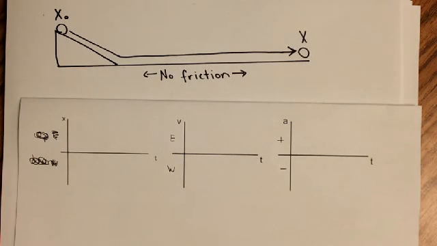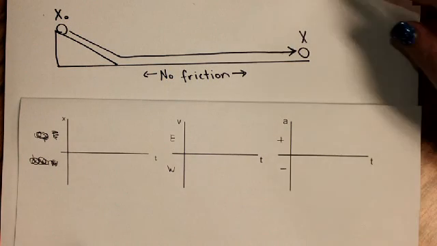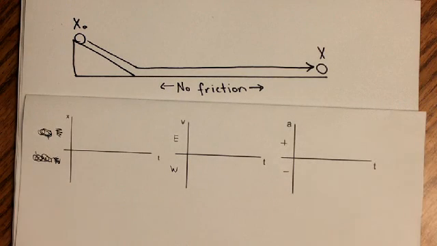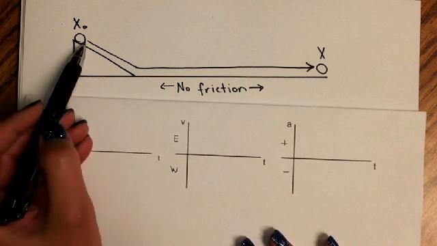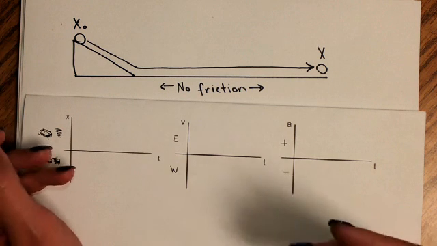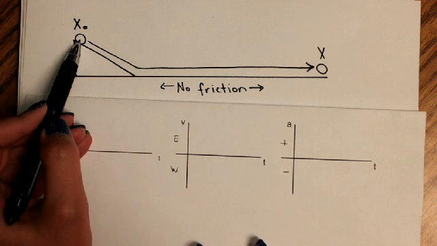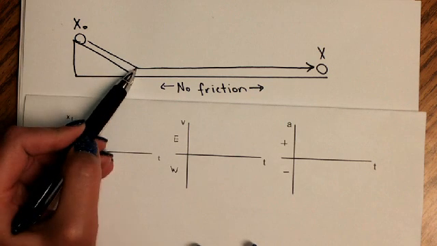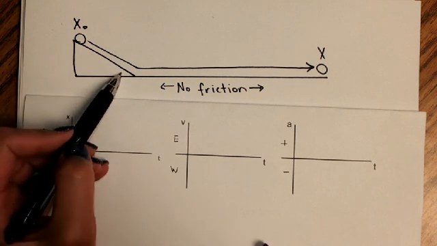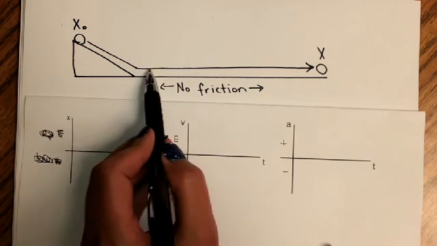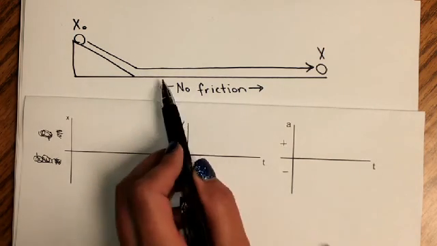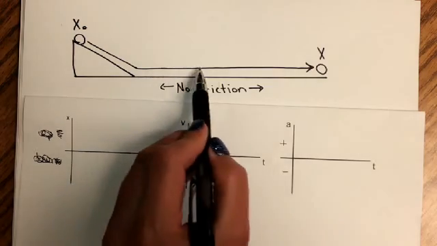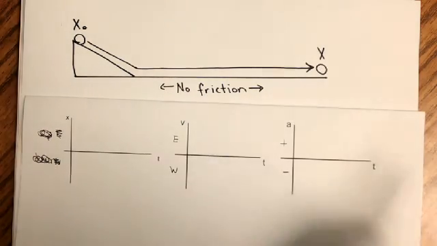Okay. Next scenario. Alright, we have a ramp. Some of us did this in class and some of us didn't, so you may have seen this. The ball rolls down the ramp. It's going to accelerate down the ramp because gravity's pulling on it. And then once it hits the floor, I'm saying there's no friction, so it's not going to roll to a stop. So it's going to continue on at a constant velocity because there's no friction to slow it down.